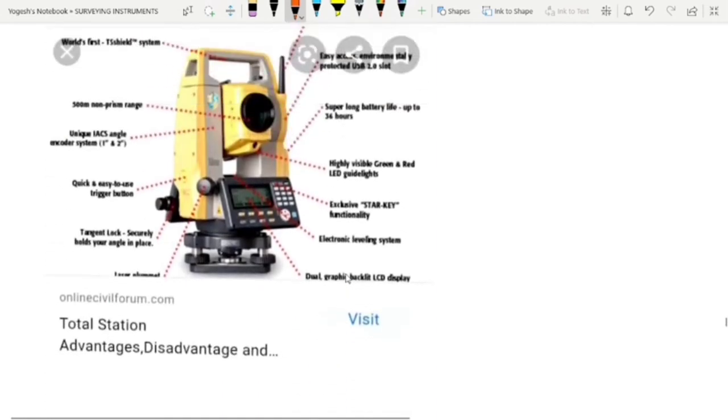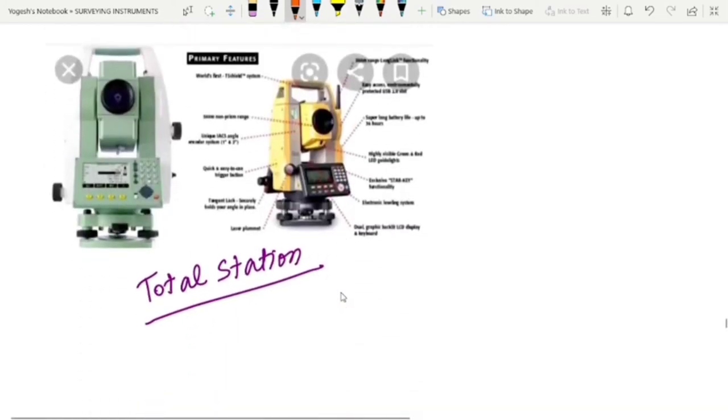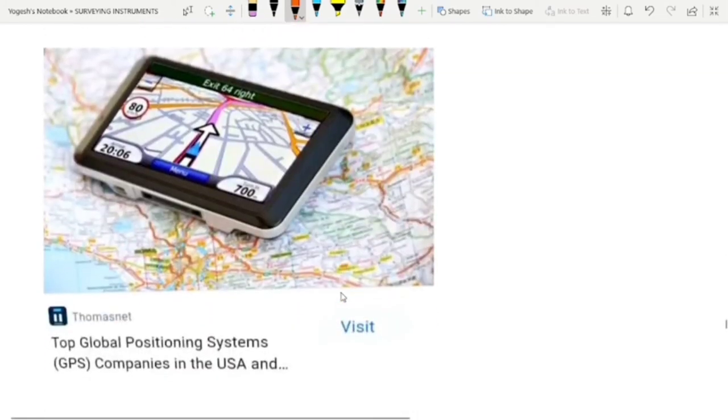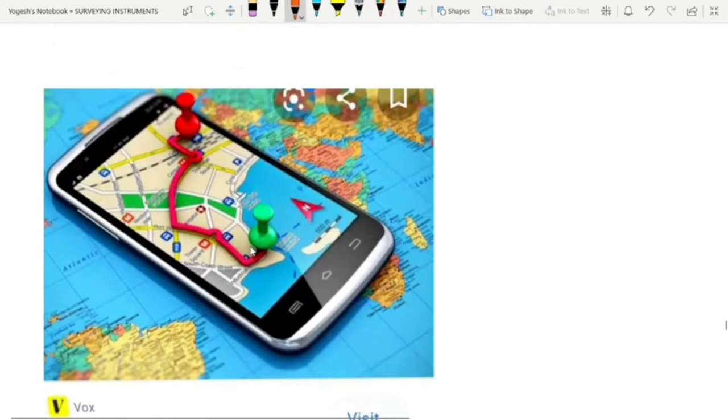This is the total station, used for the measurement of horizontal distances, vertical distances, sloping distances, or calculating the RL of different points, each and everything. This is the GPS system, that is, the global positioning system, the Google Maps system.